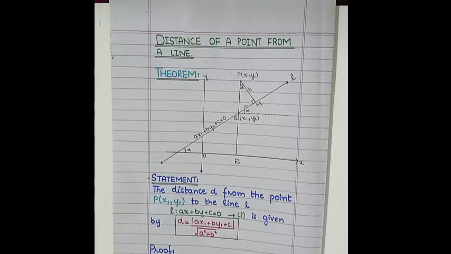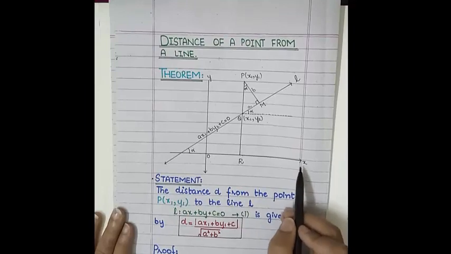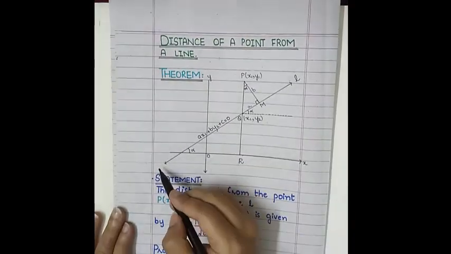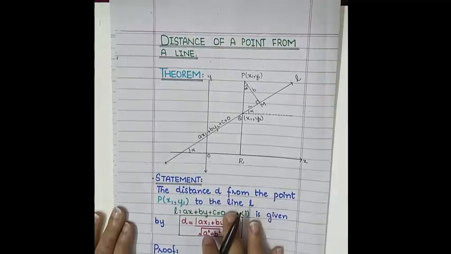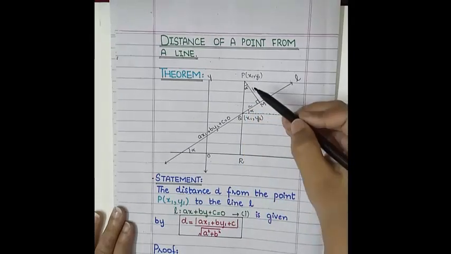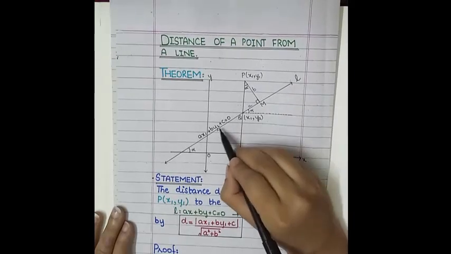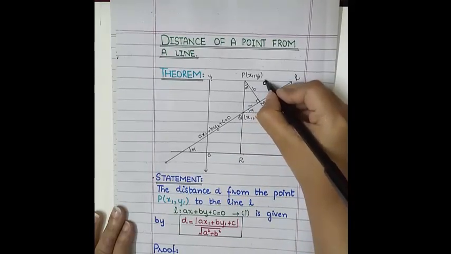Today we are going to discuss distance of a point from a line. We have a coordinate system in which this represents the x-axis and this line represents the y-axis. This is a non-horizontal and non-vertical straight line L. Also this is a point P having coordinates x1 and y1. We have to find the distance of this point P from this line. So it means we have to find this distance, let me represent it as D.